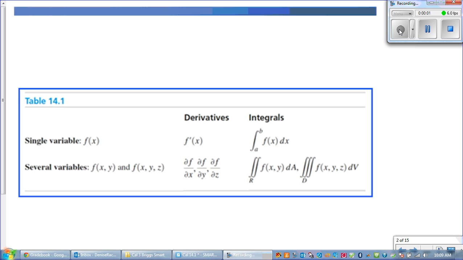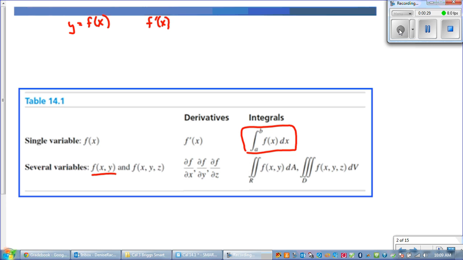When we were working with functions of one independent variable, we found derivatives, which we denoted by y prime or f prime of x. Then we looked at the integral. Now the integral of f of x over an interval a to b gave us an area between the function and the x-axis. Now we'll look at functions with several variables.